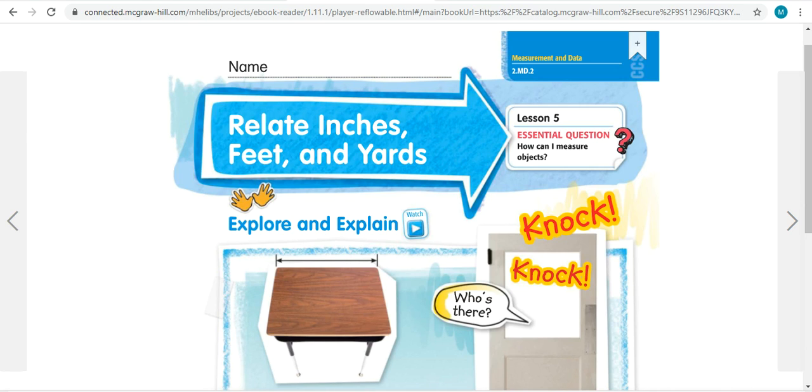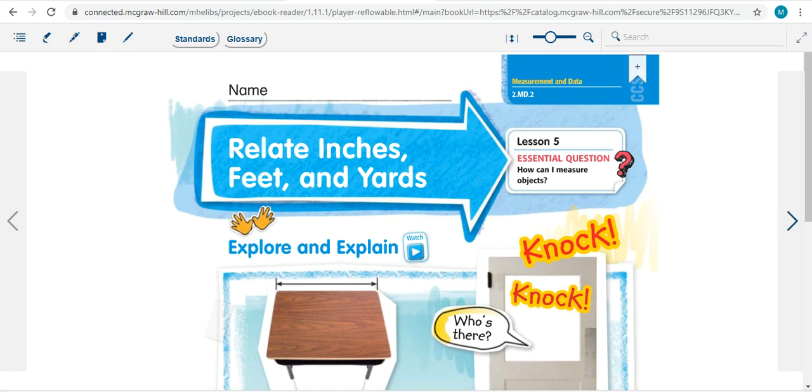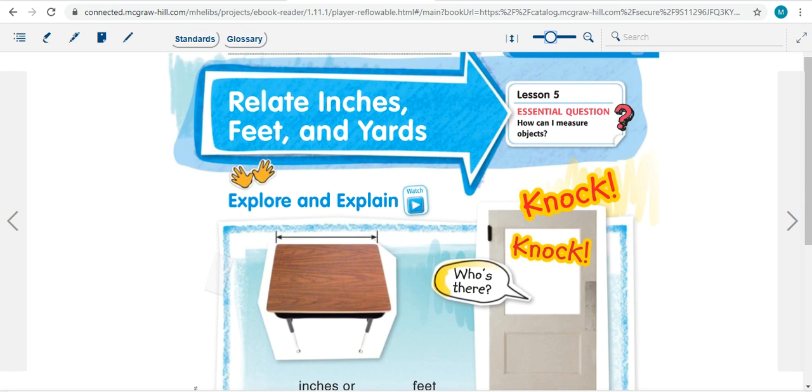We're going to work on lesson number 5. We're going to work on relating inches, feet, and yards. Okay, so open up your books on page 671. We're going to relate inches, feet, and yards. Remember, 1 foot has 12 inches, 1 yard has 36 inches, and also 1 yard has 3 feet.